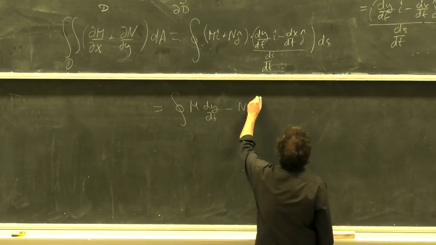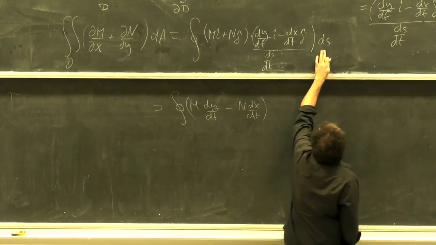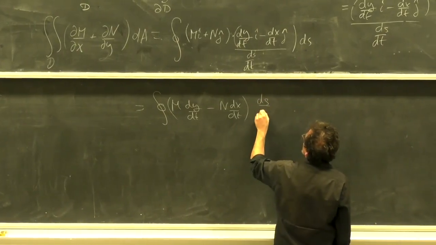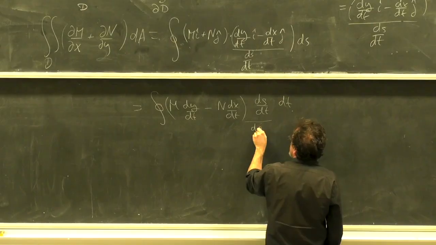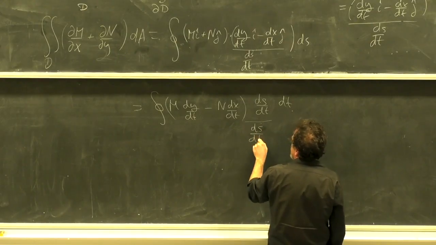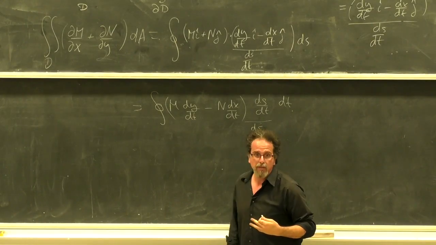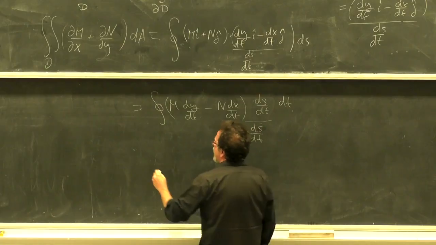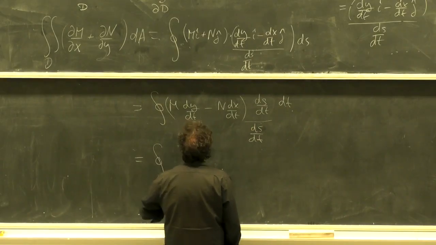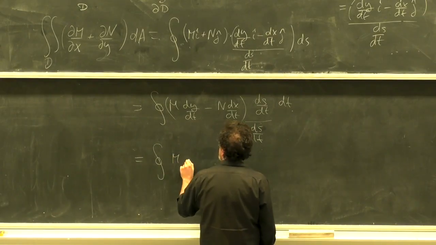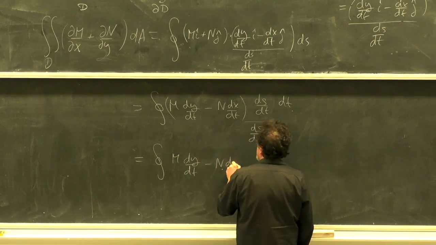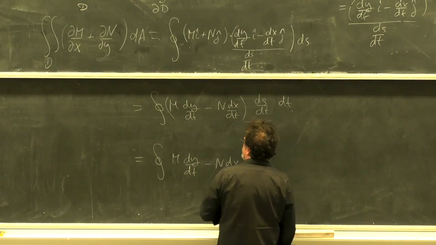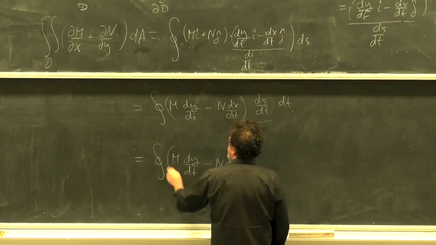And I'm going to do the full change of variables here. ds is going to be ds/dt times dt, and all of that divided by ds/dt. So you see the ds/dt's cancel out. You've noticed this probably in your homework. Okay? I haven't emphasized it, but it's something that occurs repeatedly. So this is going to be M dy/dt minus N dx/dt, integrated with respect to t.